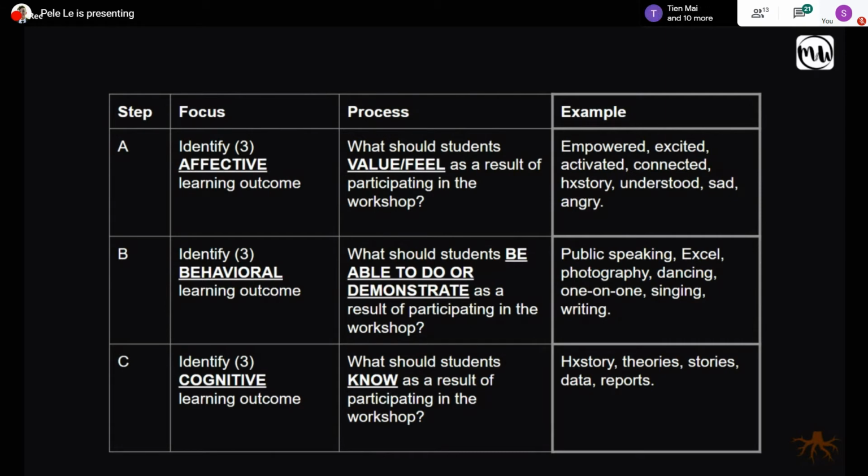But again, going back to cognitive learning outcomes, you can also be very intentional and strategic about what you want them to take away. Like in this workshop, we already listed and talked about three different theories: the SAP theory that programming has just made, the ABC theory, and also the Bloom's taxonomy learning hierarchy. Those are an example of specific things we want you to leave remembering. You can also incorporate stories, data, and reports.